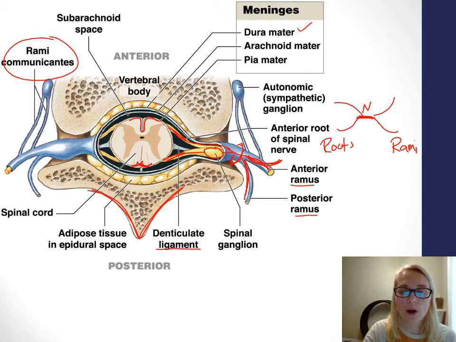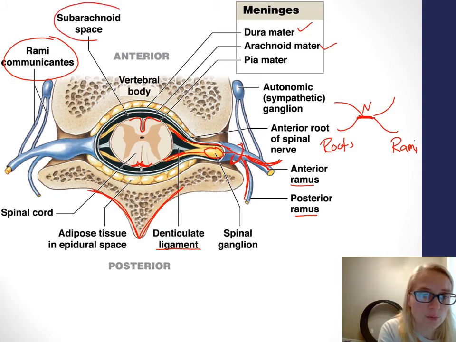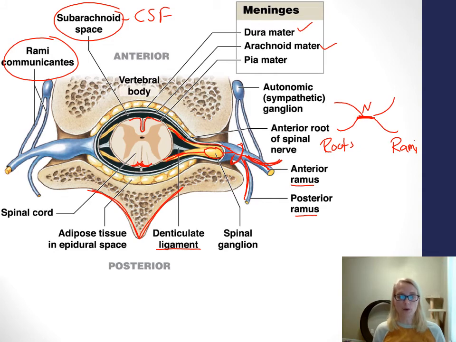So again, our dura mater is the outermost layer. And then we have the arachnoid mater, the spider webby looking stuff. And there's this space here. This is a very important space. This is where the CSF is found outside of the spinal cord. It is in between the pia mater and the arachnoid mater. So this is called the subarachnoid space because it's below the arachnoid mater. And then we have the pia mater, which covers and follows every curve and fold and sulcus and fissure on the surface of the spinal cord.